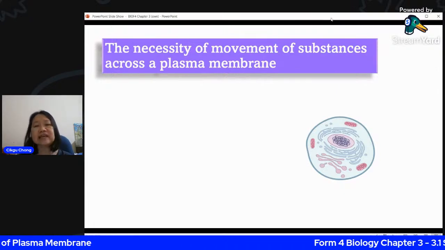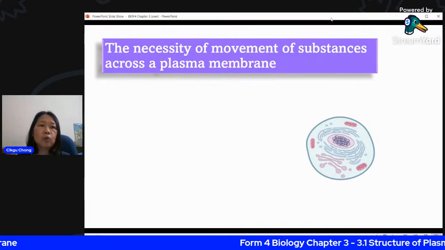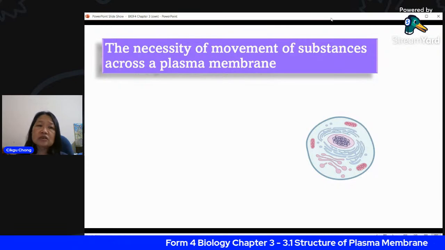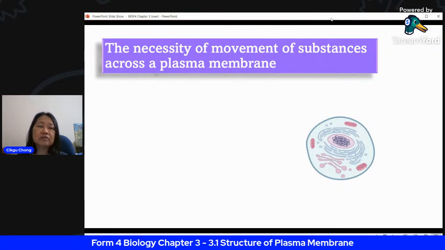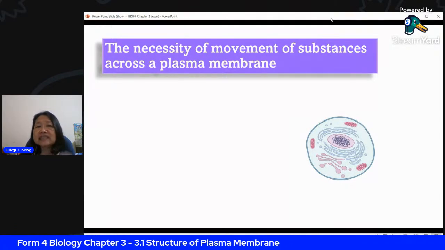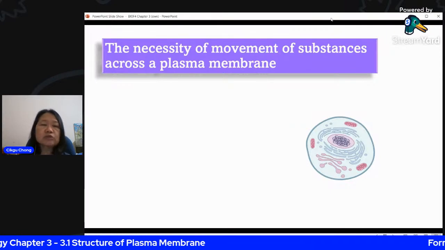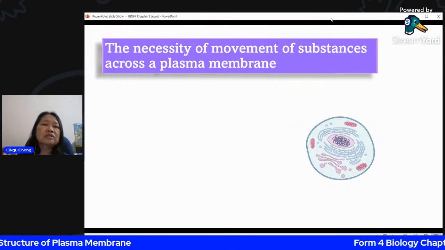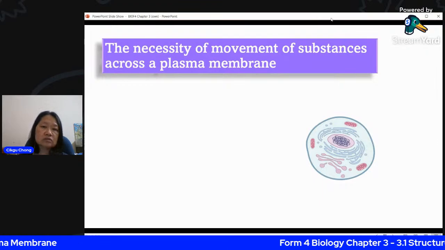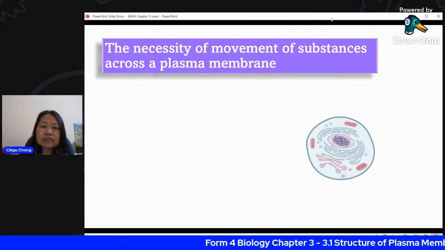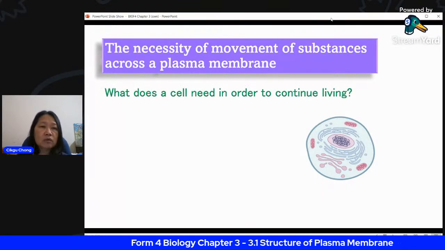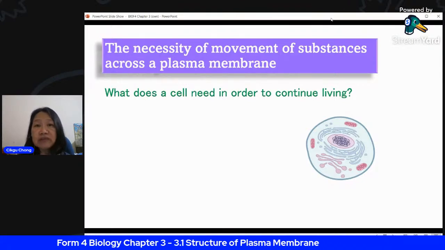Now let's look at this cell. This is an animal cell. Why do we need to have substances moving in and out of the cell? So we come to the question of necessity. That means why is it necessary for substances to move in and out from the cell? Firstly, let me ask you a question. What does a cell need in order to continue living?